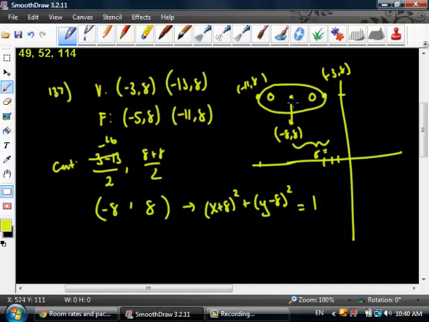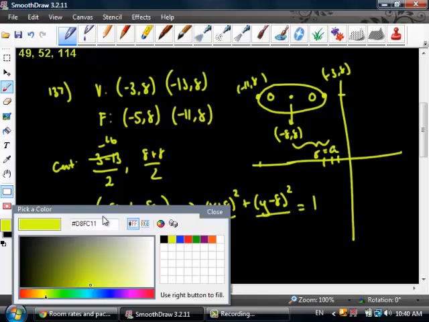Not C. C is the distance from the center to the focus. From the center to an edge is represented by the letter what, Kenna? A. So if A is 5, then A squared is 25. Where does A squared go? Use your sense about an ellipse. Ty. Under the x.